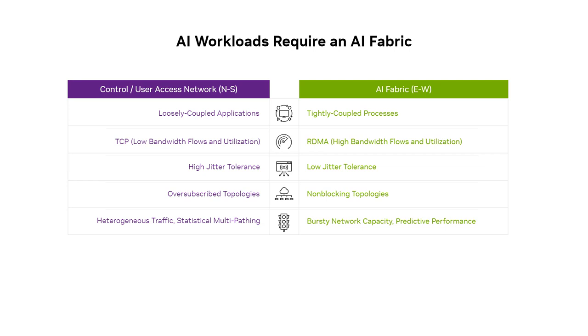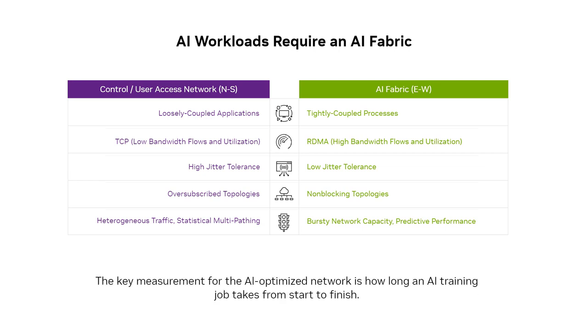What could this element be? It could be a slow CPU, high jitter, or high tail latency, for example. The key measurement for the AI-optimized network is how long an AI training job takes from start to finish.